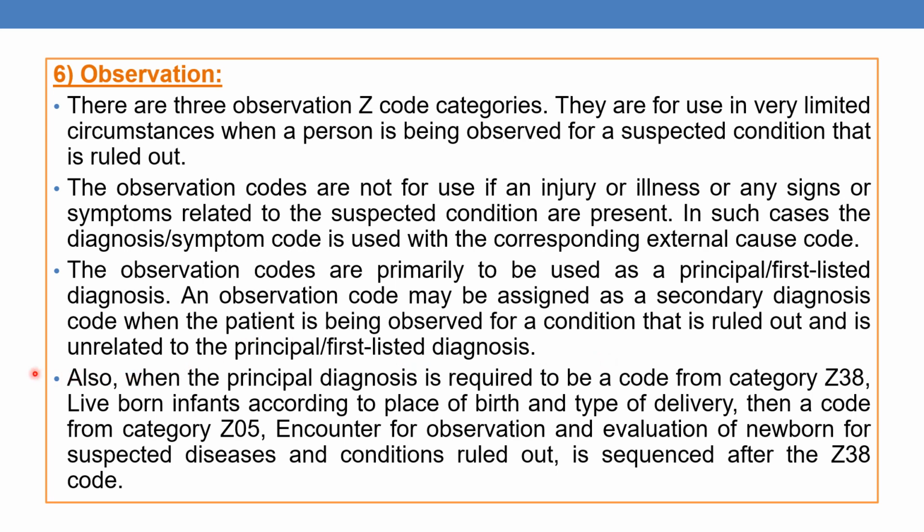Also, when a principal diagnosis is required to be coded from the category Z38, Z38 can be used only as the first listed diagnosis, and it deals with the place of birth and type of delivery. So when the principal diagnosis is required to be coded from the category Z38, that is live born infants according to place of birth and type of delivery, then a code from the category Z05, encounter for observation and evaluation of newborn for suspected diseases and conditions ruled out, is sequenced after the Z38 code.